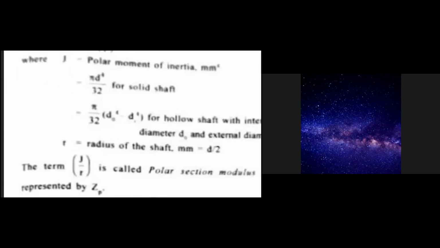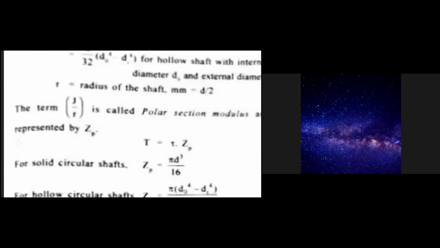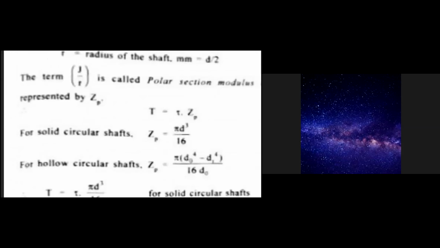Finally, we can write the torque transmitted by the shaft, capital T, is equal to tau into Zp. For a circular shaft, this Zp equal to pi d cube by 16. And for a hollow circular shaft, Zp is equal to pi into d naught power 4 minus di power 4 by 16 d naught.